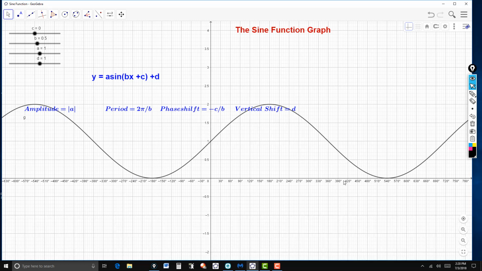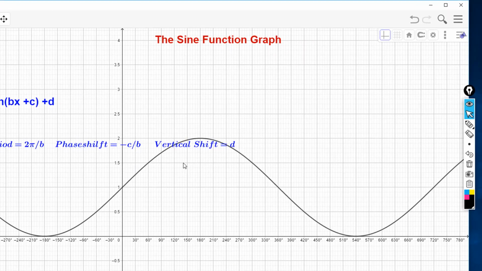So now that's where it is. Just moved up one unit. Okay, so now see, instead of going up to 1, it goes up to 2. And then the minimum value in this case is at 0. But 2 minus 0 divided by 2 is still going to be 1. So the amplitude didn't change. The value of d just moves it up.